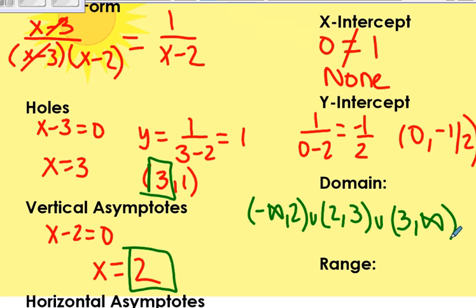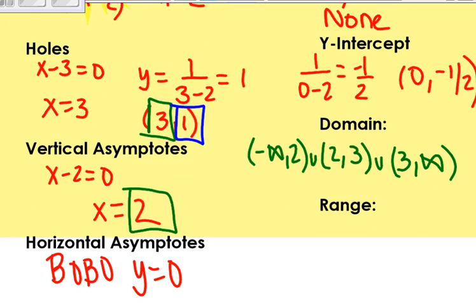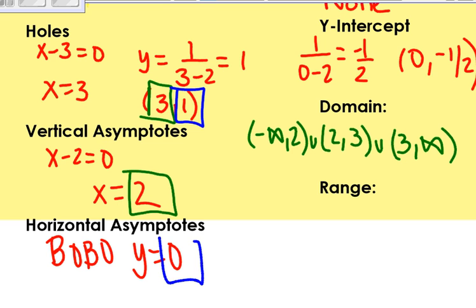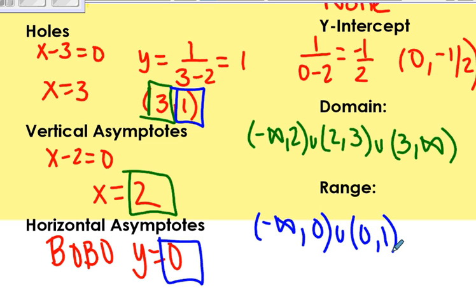For the range, again, that's affected by the y of our hole as well as our horizontal asymptote. So we're going to again come from negative infinity, and our smallest one is 0. Union 0 to 1. Union 1 to infinity. And that would be our domain and range for that one.